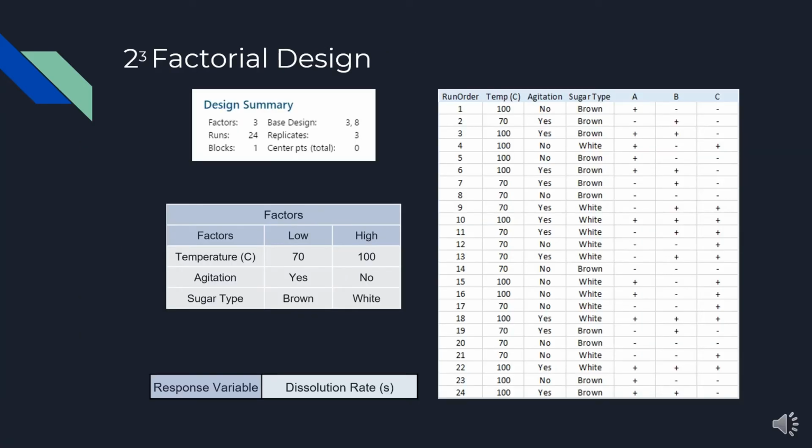We had a 2 to the third factorial design. The three factors were temperature, whether or not the solution was agitated, and the type of sugar. The temperature was either set to 70 or 100 degrees Celsius and maintained via hot plate. The agitation was created by a stirring plate, and the two types of sugars used were brown and white. A total of 24 runs were conducted.